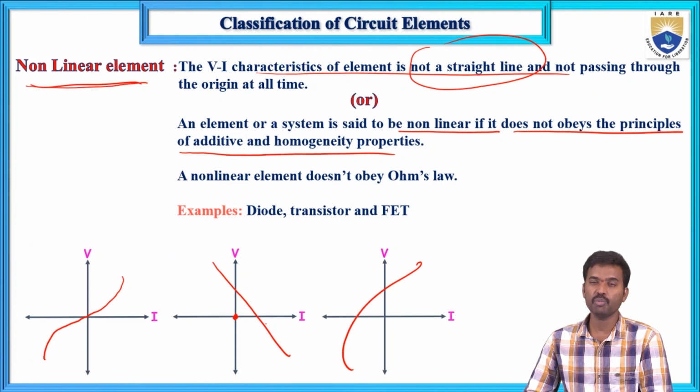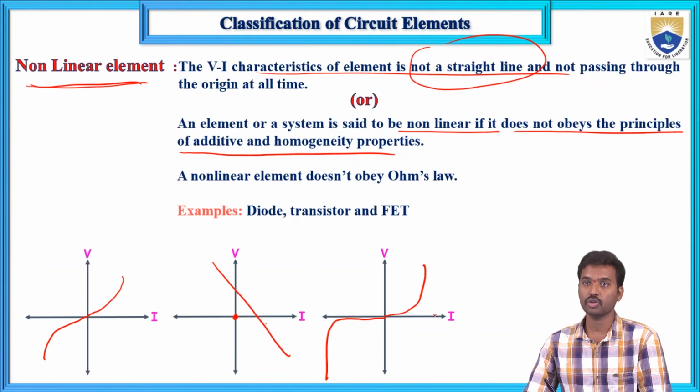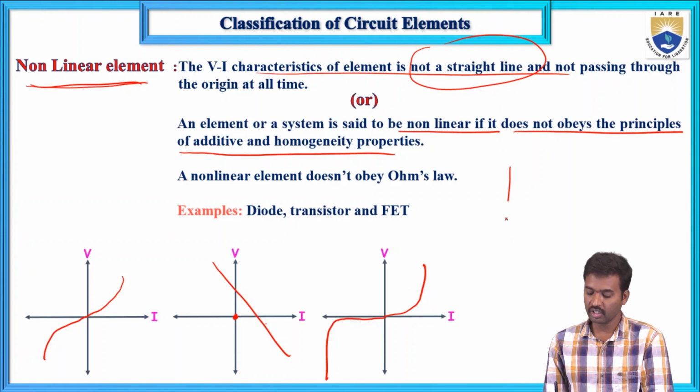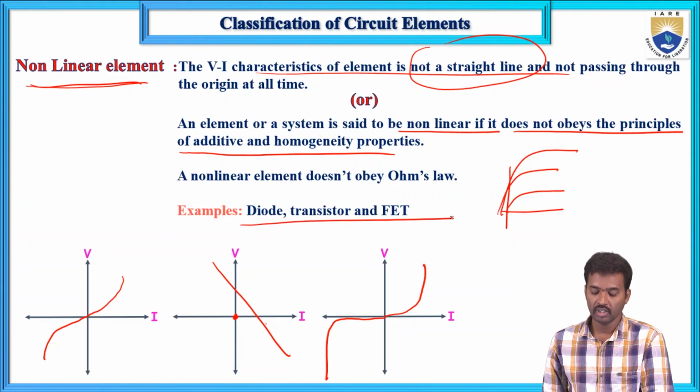So the best example for a non-linear element is the diode. Diode characteristics in the forward bias condition and in the reverse bias condition, the diode voltage current characteristics look like this. A transistor is also like this here. FET characteristics too. So these are not straight lines and not passing through the origin at all times. So the best examples are diodes, transistors and FET elements.